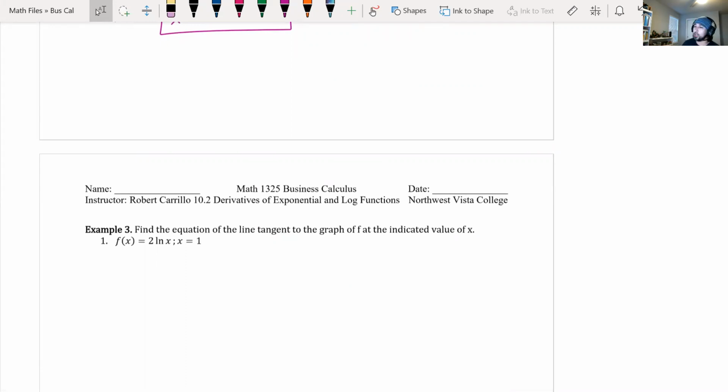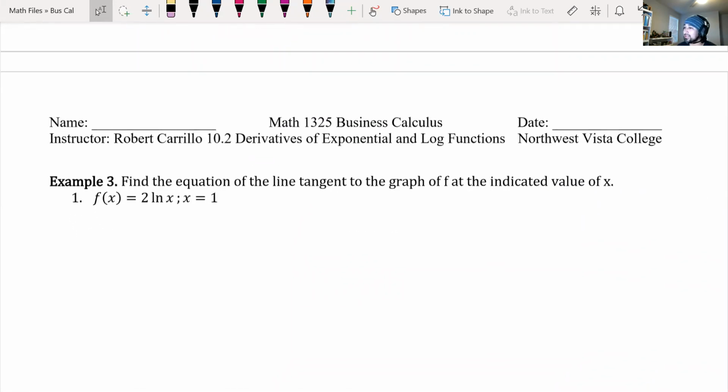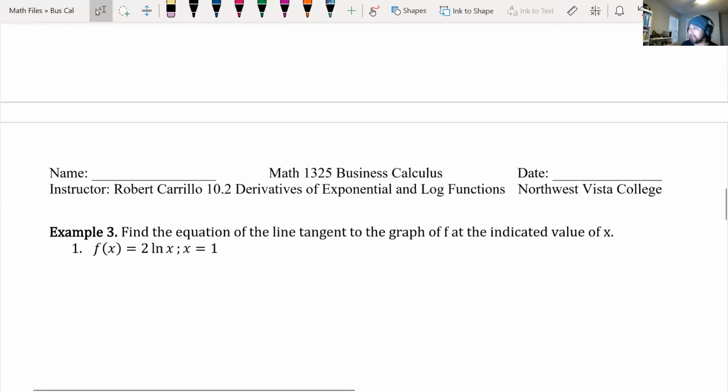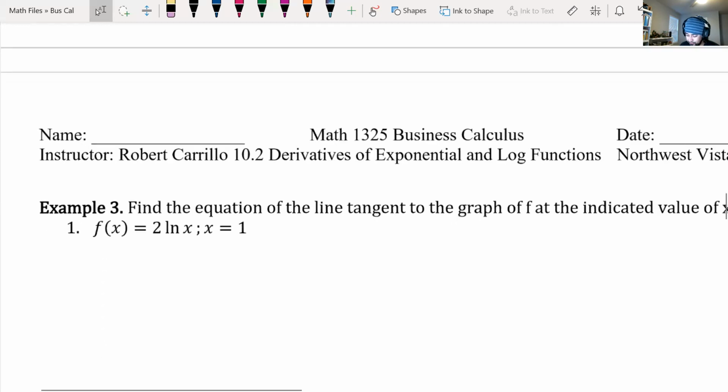Just like that last terrible problem, but this is going to be a lot faster because we know the shortcut now. So, example 3, find the equation of the tangent line to the graph of f at the indicated value of x. All right, so if we're going to find the equation of the tangent line, we need 2 ingredients. We need a slope and we need a point. Well, it just so happens that if we find the derivative, we find the slope of the tangent line. So I'll write that information below.